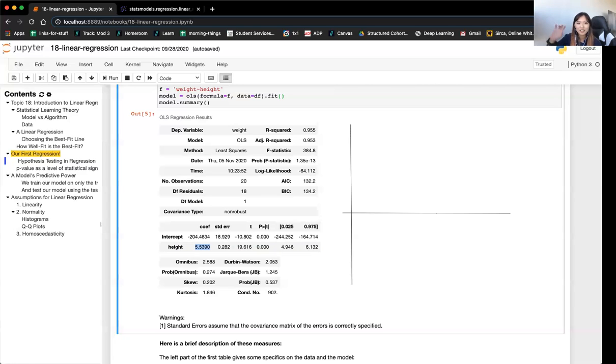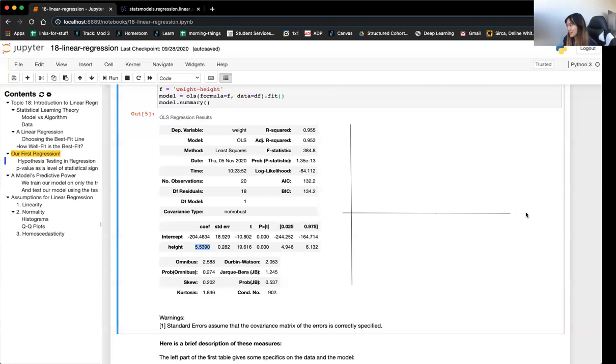You don't know where your starting point is, but you know that if you are 1 inch taller, your weight will be 5.539 pounds heavier. And so the intercept sort of gives you a starting point. I know it's a little bit abstract here, but your intercept is basically what your weight value is if all of your other variables are set to 0. I think once I draw it on the graph, it might make a little bit more sense. The intercept of negative 204 is saying that if your height is 0, you actually start with a weight of negative 204.